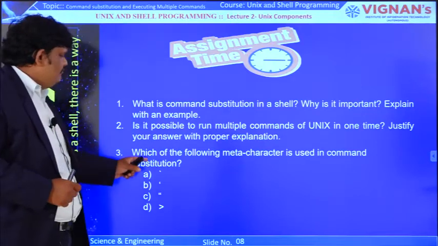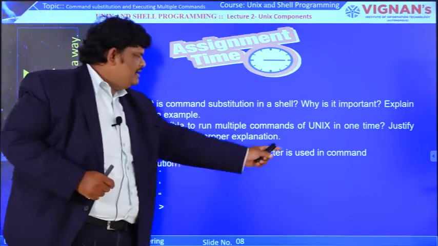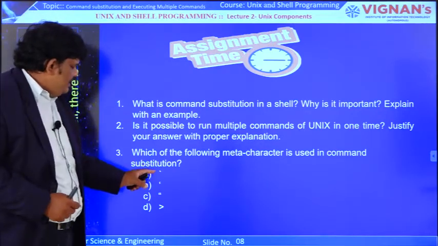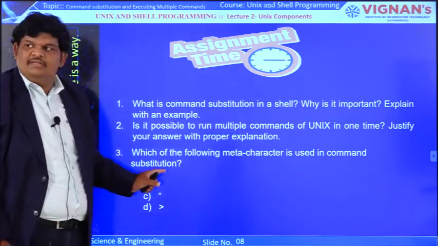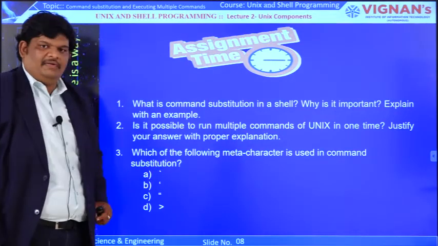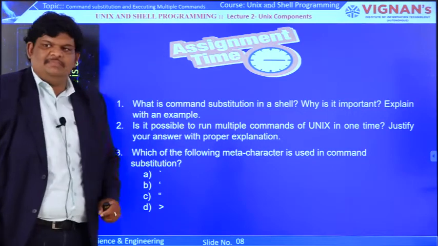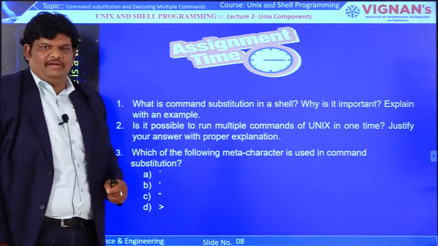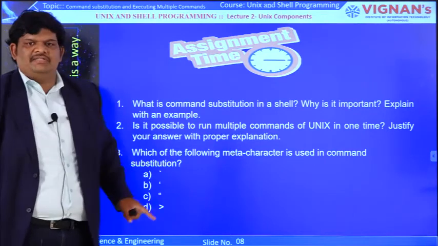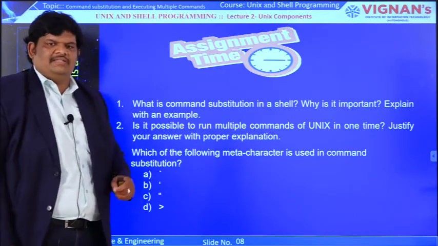Let us see here, which of the following metacharacters is used in command substitution. Here we observe for A we gave the option back quote, B single quote, C double quote, and D greater than symbol, which is nothing but output redirection. So the answer is, we already know command substitution uses the back quote syntax. So the answer is A.